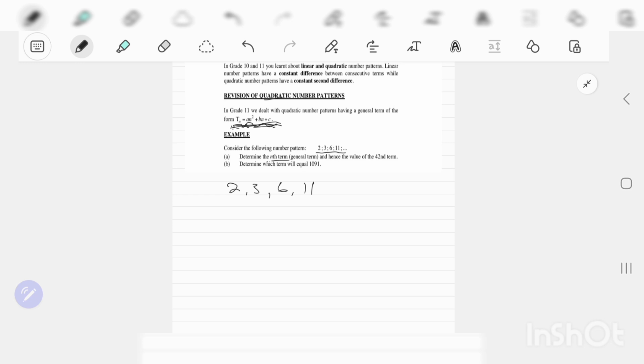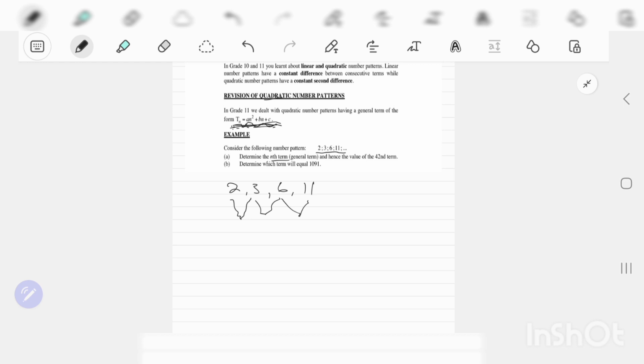So remember, what did I say? I said we have to find a first difference and a second difference, and then based on that information, we find the values of A, B, and C. So let's start, people. You do the same thing.